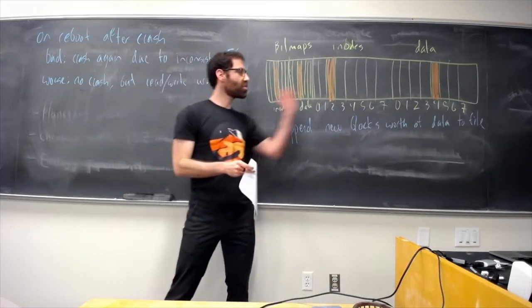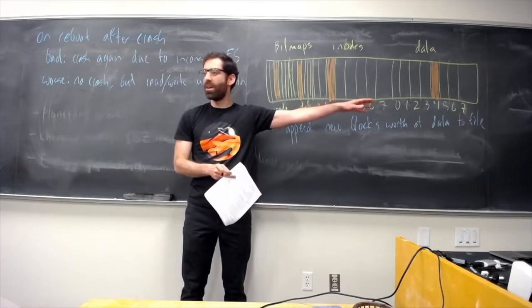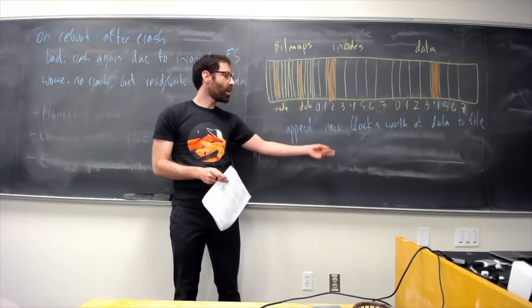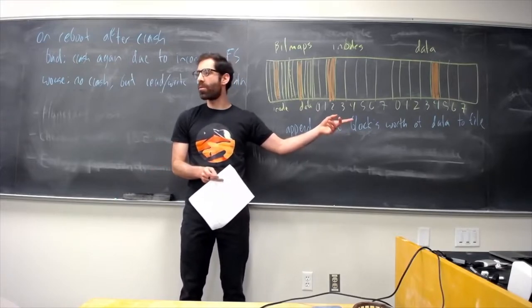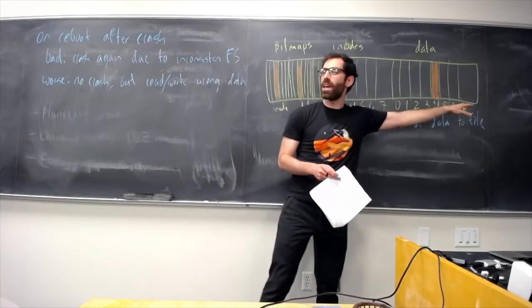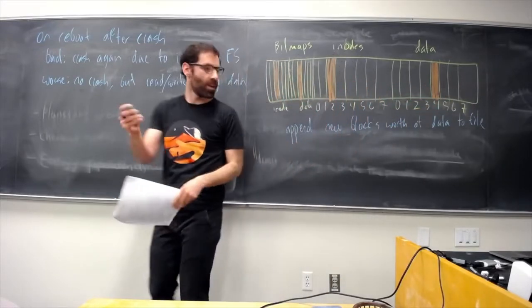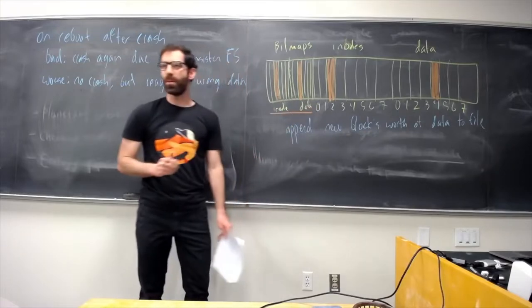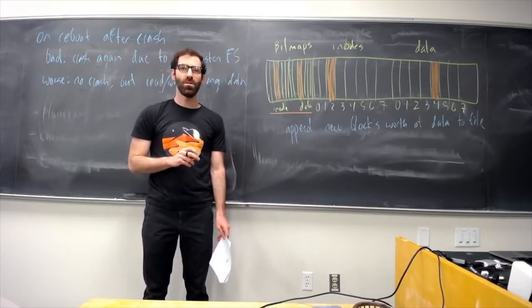In this case, this is all the space we have. So we have 8 slots for inodes, 8 slots for data. So appending a new block, we're going to use one of our non-allocated data blocks. But yeah, we need to update our bitmaps. What else will we need to change?